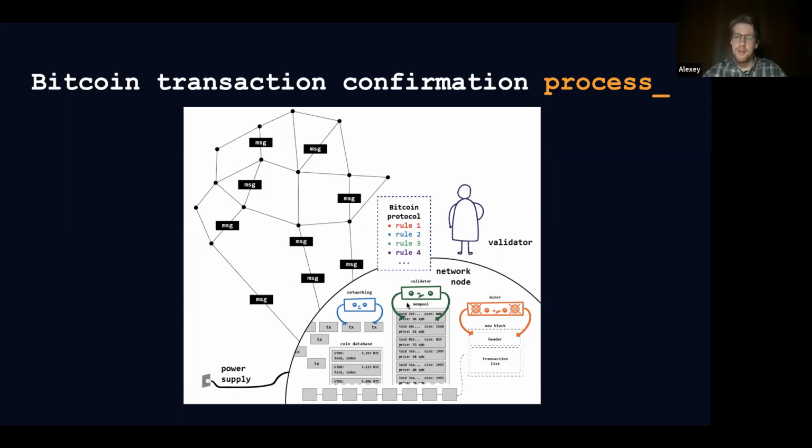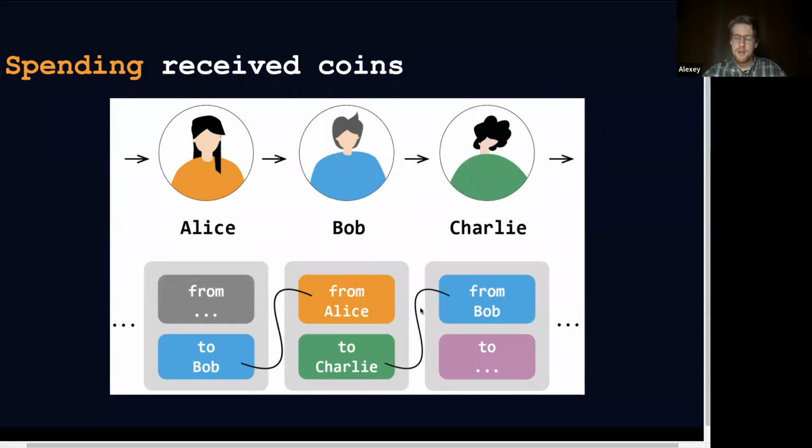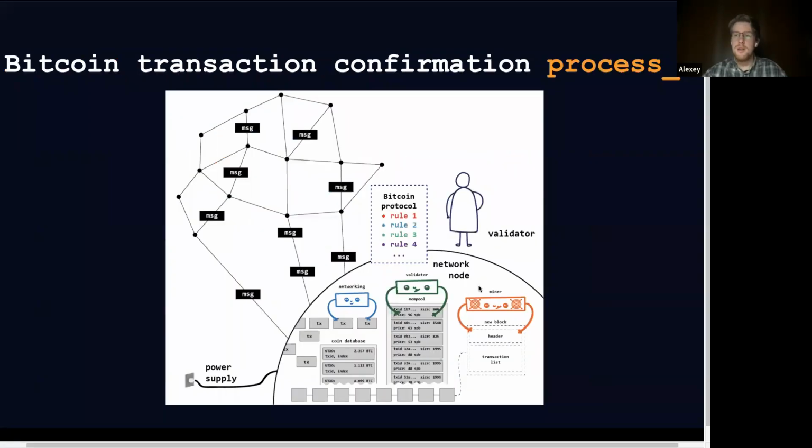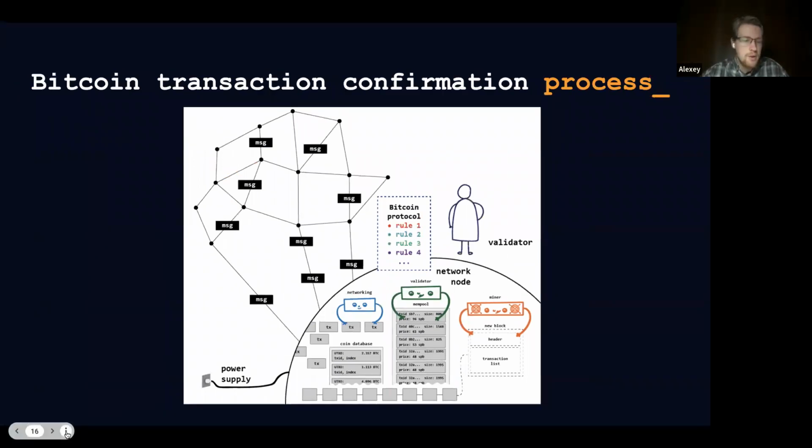Validator module. Here we have the mempool. Maybe I could make it, or maybe I cannot. Let me try to make it a little bit bigger. No, I cannot do that in Google Slides, can I? No, I cannot.